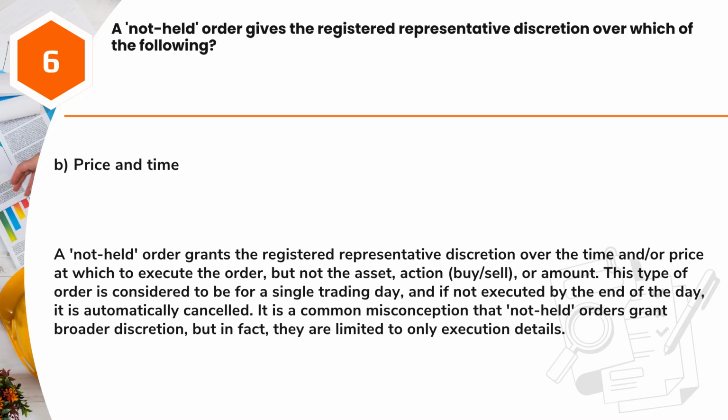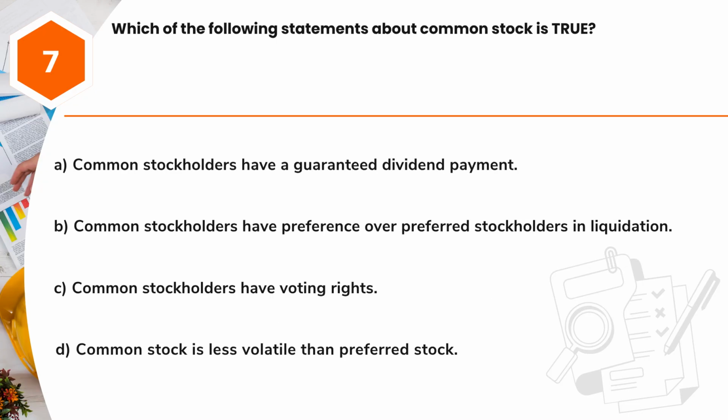execution details. Question 7. Which of the following statements about common stock is true? A. Common stockholders have a guaranteed dividend payment. B. Common stockholders have preference over preferred stockholders in liquidation. C. Common stockholders have voting rights. D. Common stock is less volatile than preferred stock.